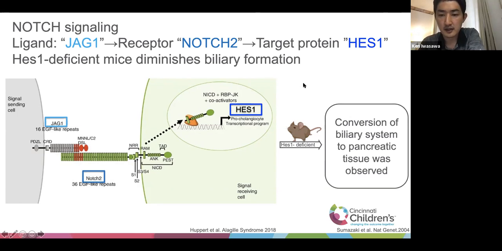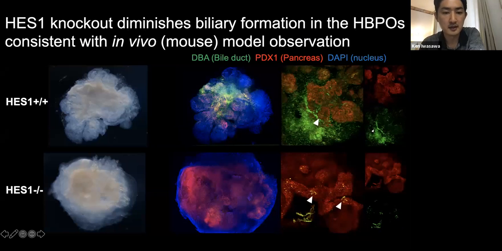So we went back to our organoid model to see if we are able to see a similar phenomenon in our organoids as well. Gene editing the iPSCs is a little bit time consuming, but it is doable. So what we did was knock out the HES1 from the iPSCs itself. And this HES1 plus is a wild type, so they have normal HES1 expression.